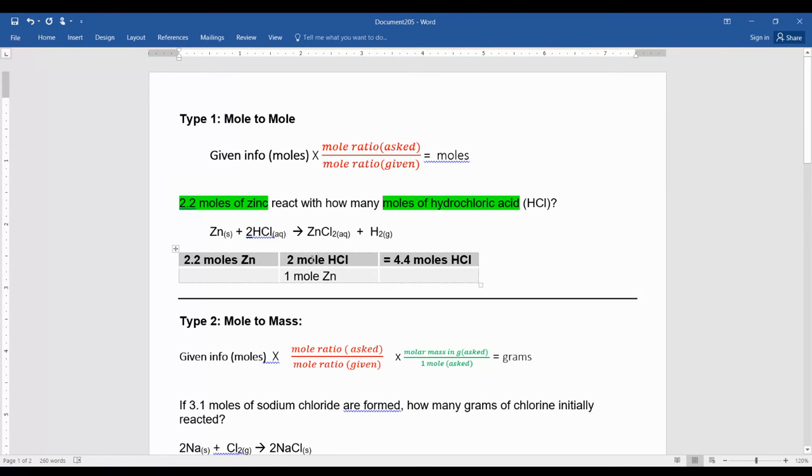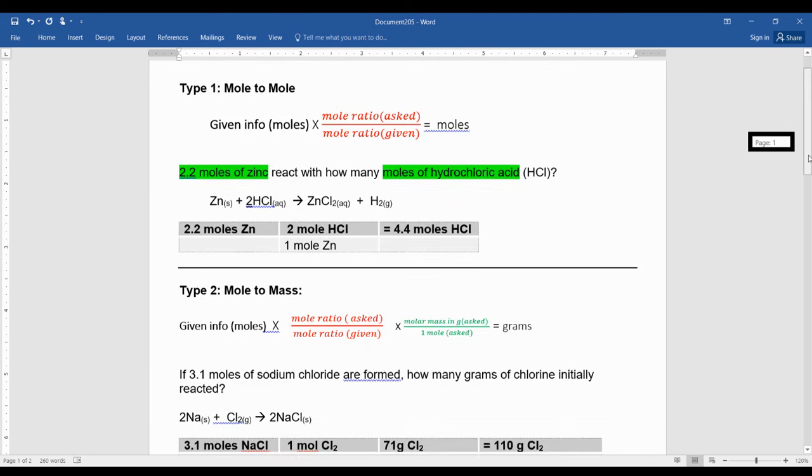Now, how do you put this in the calculator? I just go 2.2 times 2 over 1. Anything over 1 is the same number. So it's 2.2 times 2, which is 4.4 moles of HCl. That's your final answer. That's your type 1. Let's look at type 2.